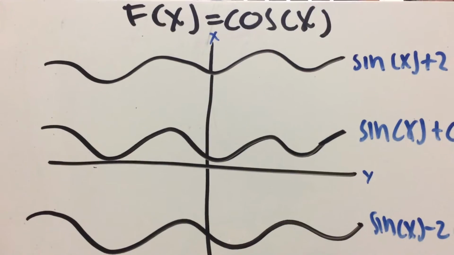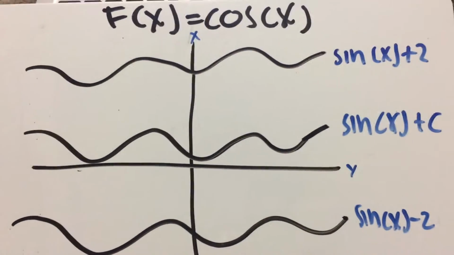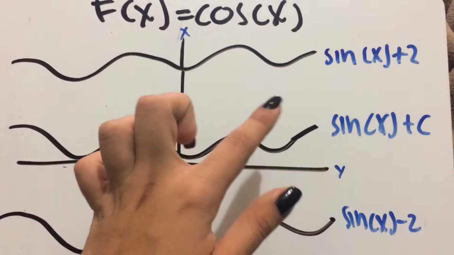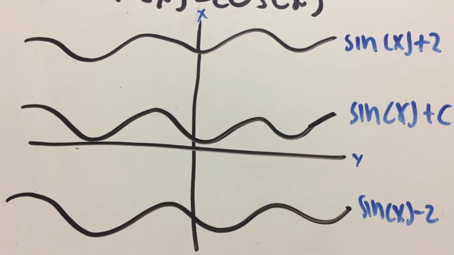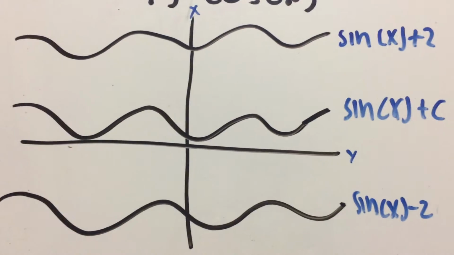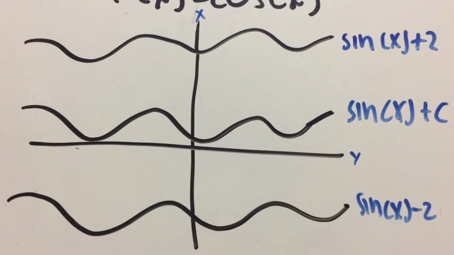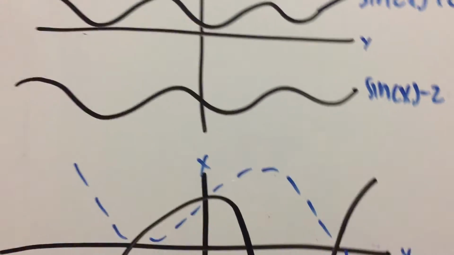This is the graph of the antiderivative of cos of x. These are the antiderivative families, and as we can see, they are all parallel to each other, and their position just depends on the constant.